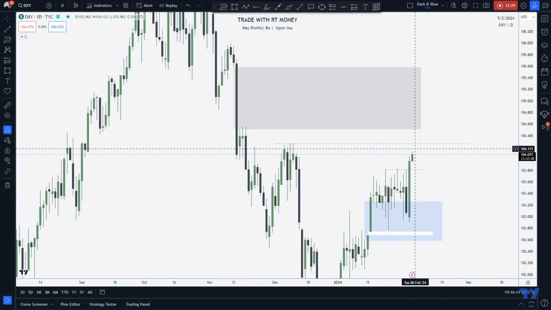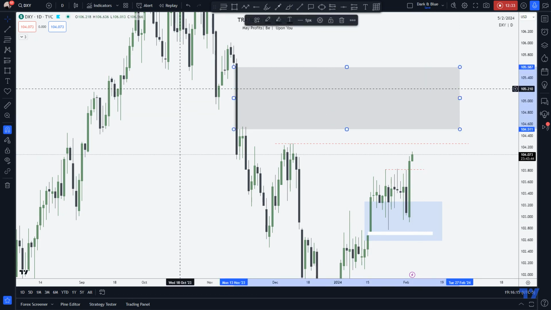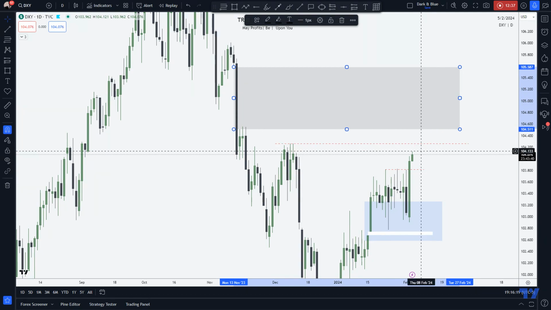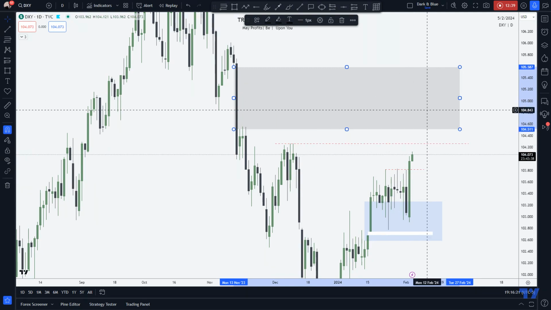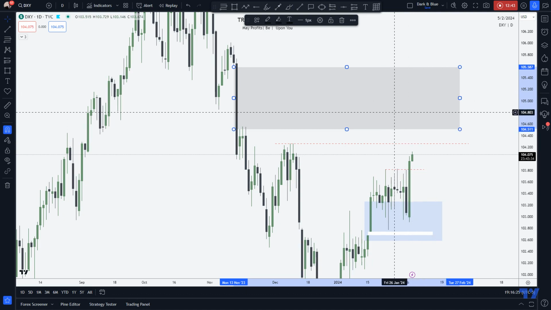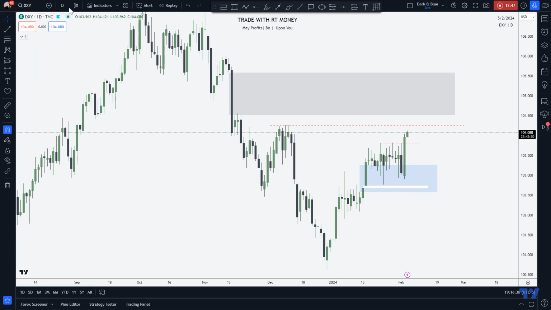We have room to take longs, and if you wanted to long the U.S. dollar, you have room to do so up to the bearish fair value gap up here. Now I'm going to go one more level for you, to the hourly.